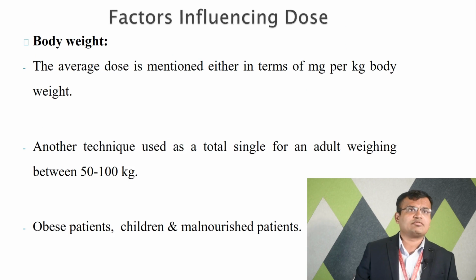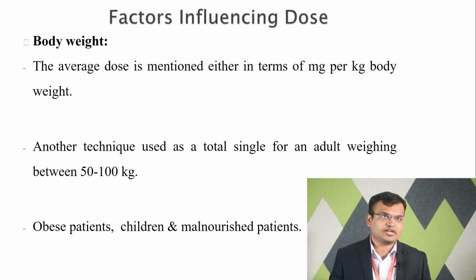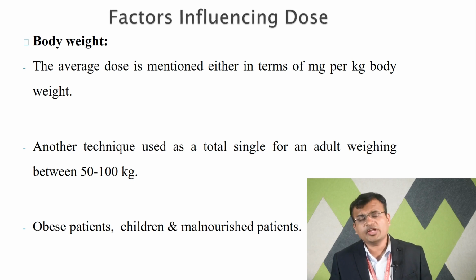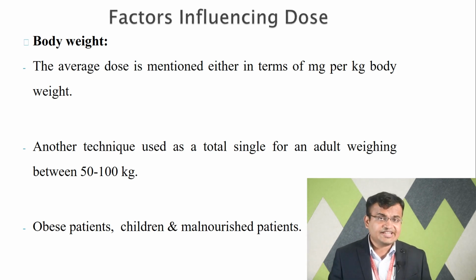The third parameter that we are going to discuss here is the body weight. When we talk about body weight, the average dose is calculated, or mentioned, as mg per kg weight of the body. For example, in the previous techniques we have seen that the total single dose for the adult ranges between 50 to 100 kg. But according to the physiological concept, it has been calculated as mg per kg.